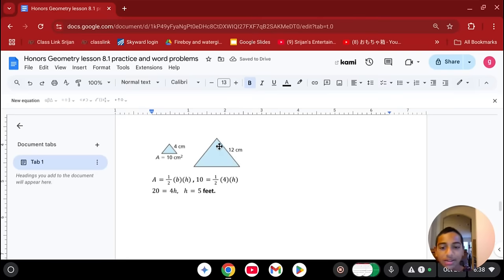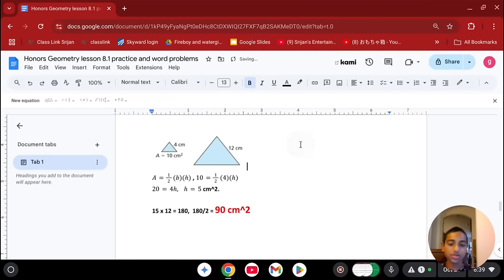Now let's find the area. So we're already given that it went from 4 centimeters and it tripled to 12 centimeters. And now that we got the height is 5 feet, we need to triple 5, or 15. Now the new area is going to be 15 times 12, which is equal to 180. Now 180 divided by 2, since it's a triangle, is 90 feet. Sorry, not feet. I don't know why I'm saying feet. Centimeters squared. So it's 90 centimeters squared is the area of the second polygon, second triangle.